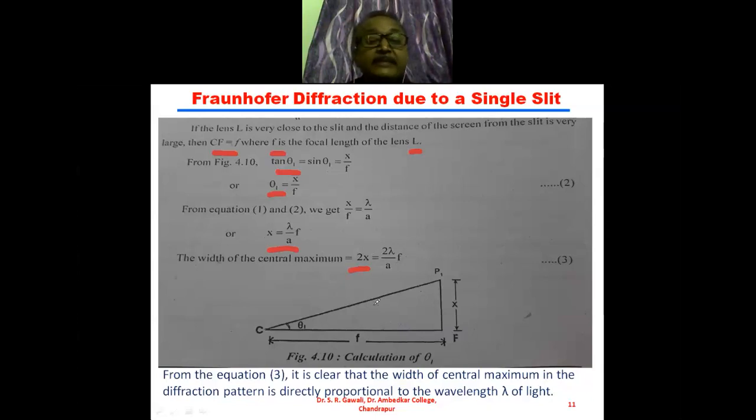So from this equation number 3, it is clear that the width of the central maximum in the Fraunhofer diffraction pattern is directly proportional to the wavelength lambda of light. तो wavelength lambda के ऊपर में dependent है, because there is a term of lambda in the expression of the width of the central maximum. Okay, so this is about the expression for the width of the central maximum in Fraunhofer diffraction due to a single slit.